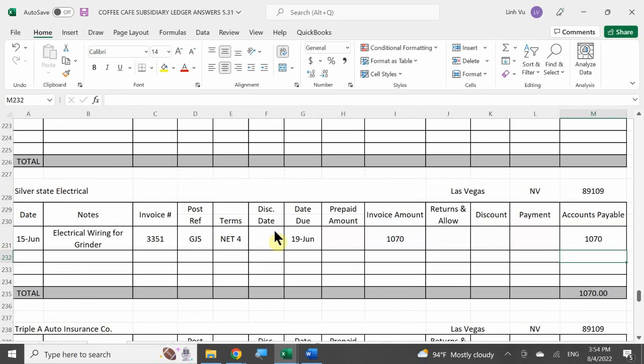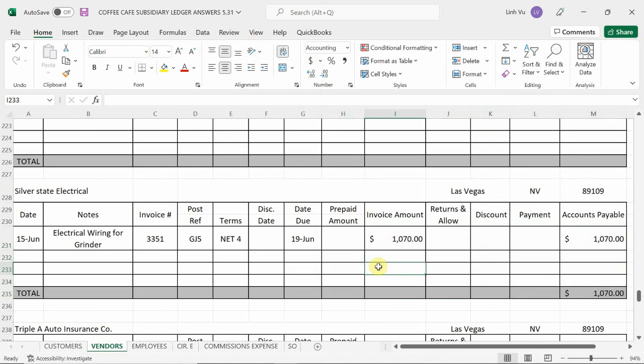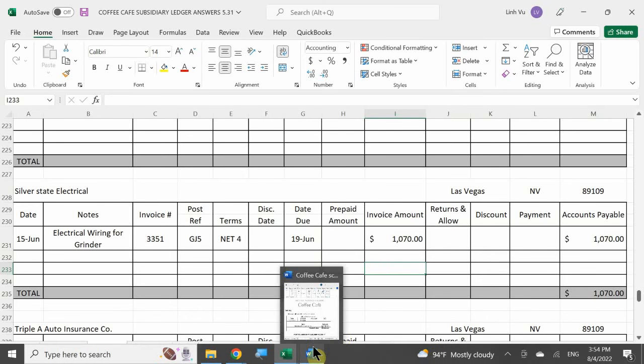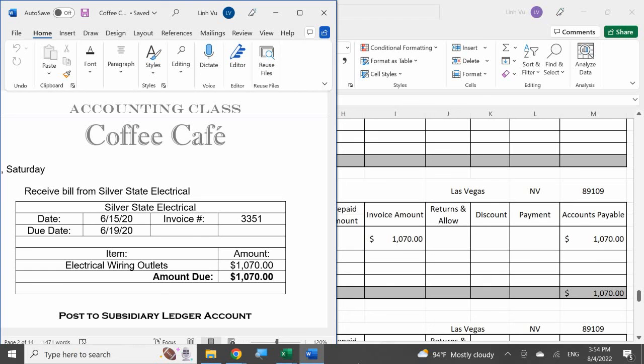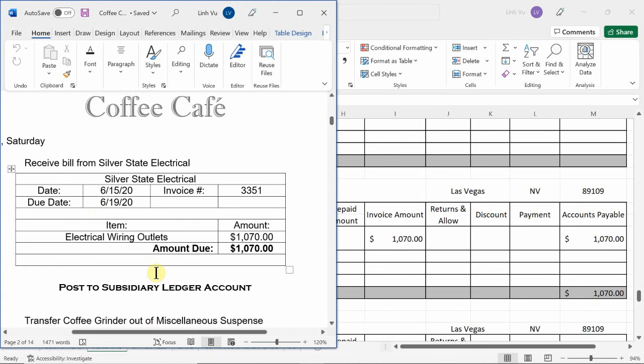Okay, the 1070. Let me format my table real quick. Okay. Good. And I believe that's it. Yes. Right? Because this bill had nothing to do with inventory, so good. We did all 3 steps. No check was written. Okay. No order was made. So in this case, yes, we are completely done with this transaction.